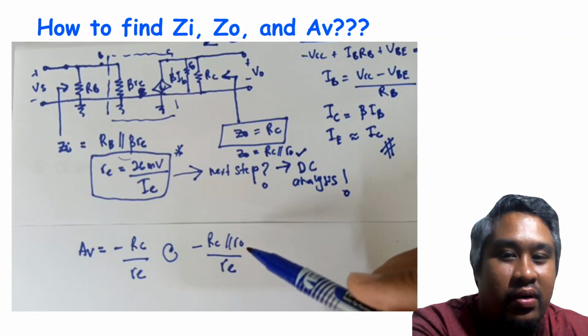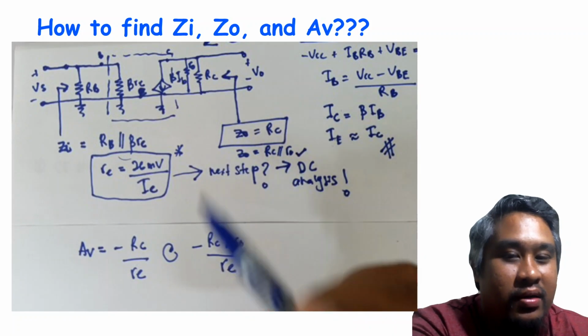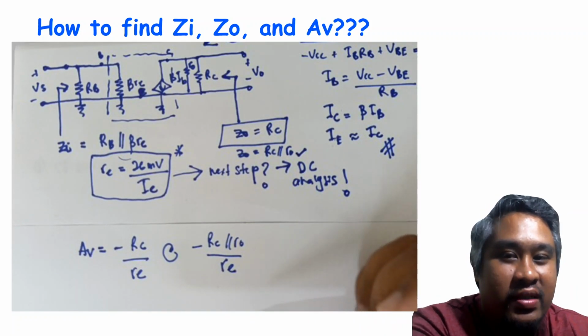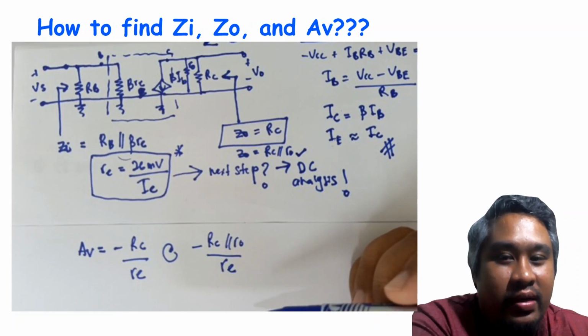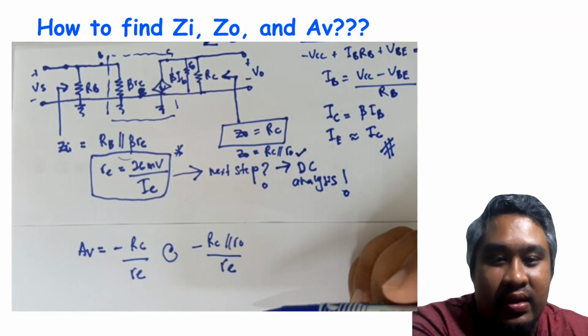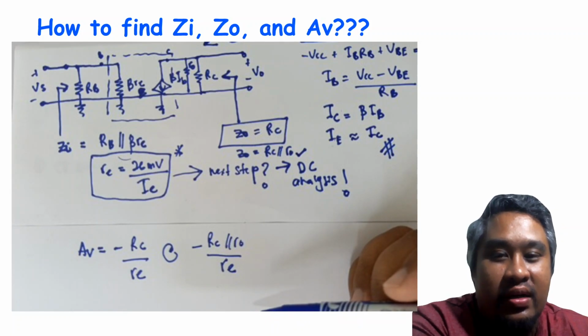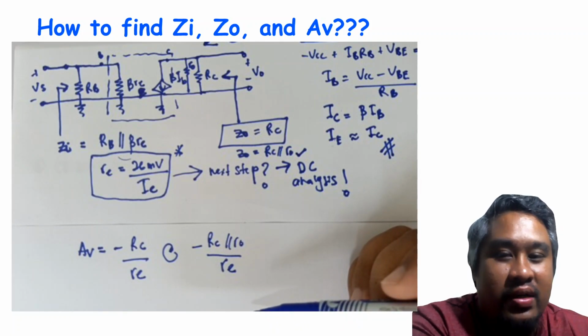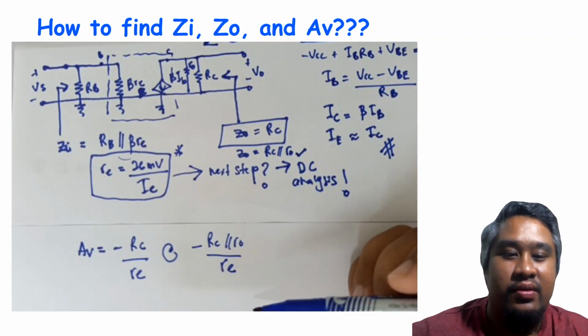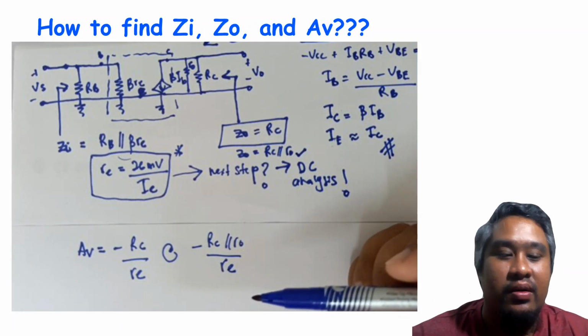So that settles this circuit. Now we already know first how to draw the RE model, and second, we extend it to find the ZI input impedance, Z out output impedance, and voltage gain AV for the common emitter fixed bias configuration circuit for BJT.